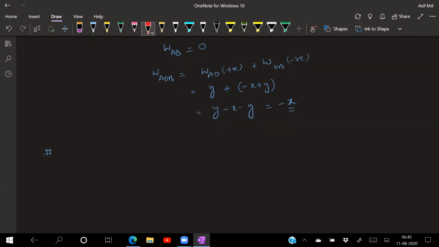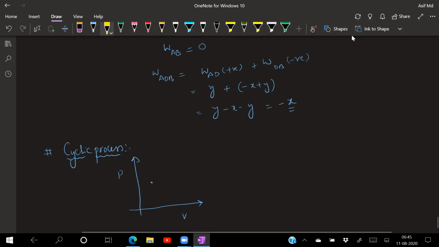Come to next heading, cyclic process. I need to calculate the work done in your cyclic process. Let's say, for example, I'm taking a graph for you like this. This is pressure versus your volume. And I'm going somewhat like this. From here I'm starting, going to here, A to B. Again from here I'm coming like this. So this one is, say, for example, X, and the area below this one is nothing but, say, for example, Y.